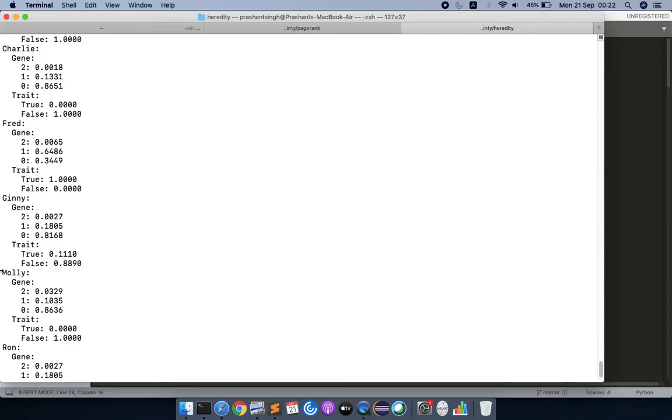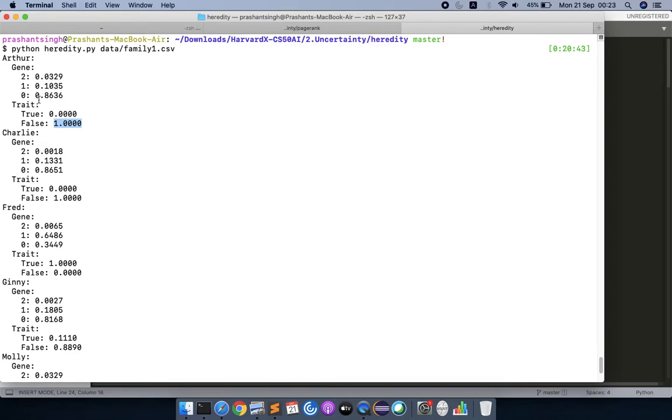Here also the data given by CS50 was very nice, and it will make sense if you try to analyze it. Suppose for Arthur, he is not showing the hearing impairment trait. So it must be the case that he has zero copies of the concerned gene. I mean the probability that he has zero copies of the GJB2 gene is highest.